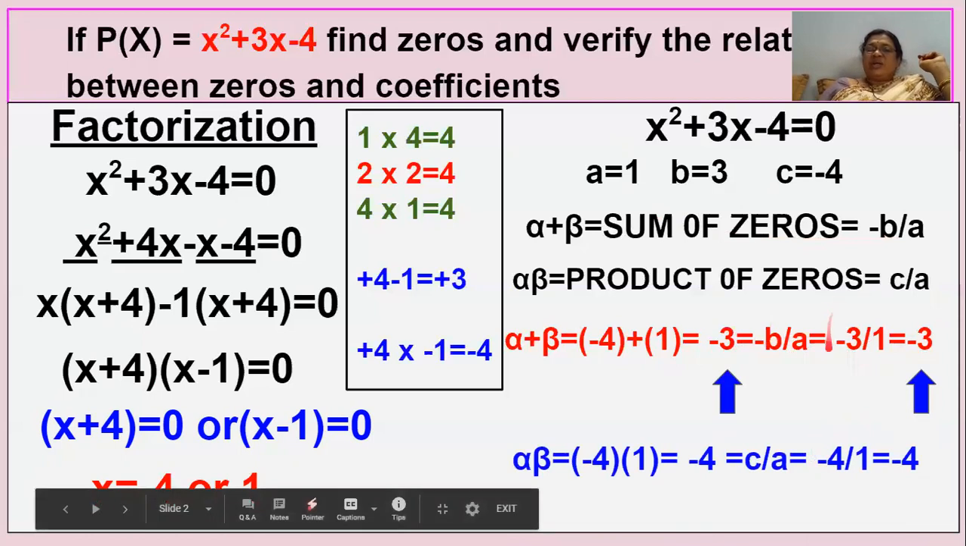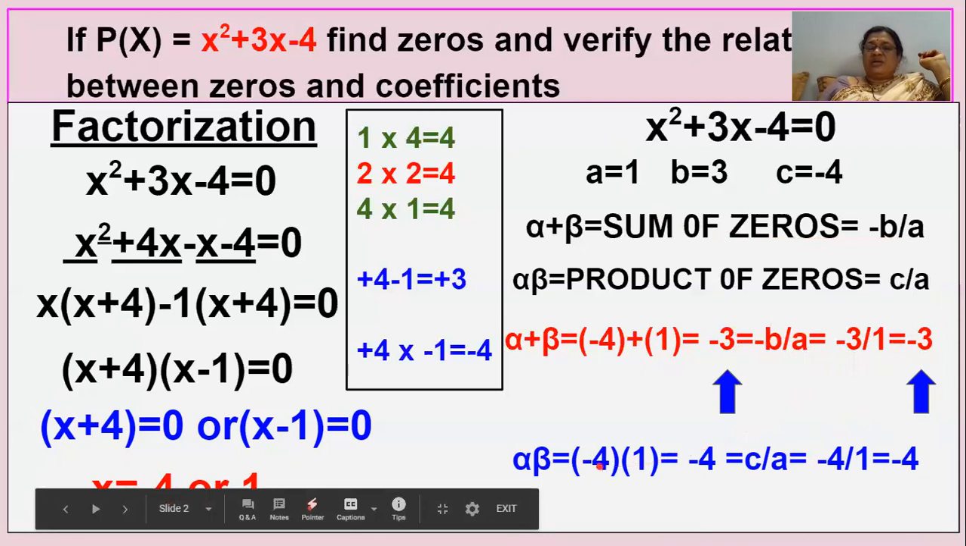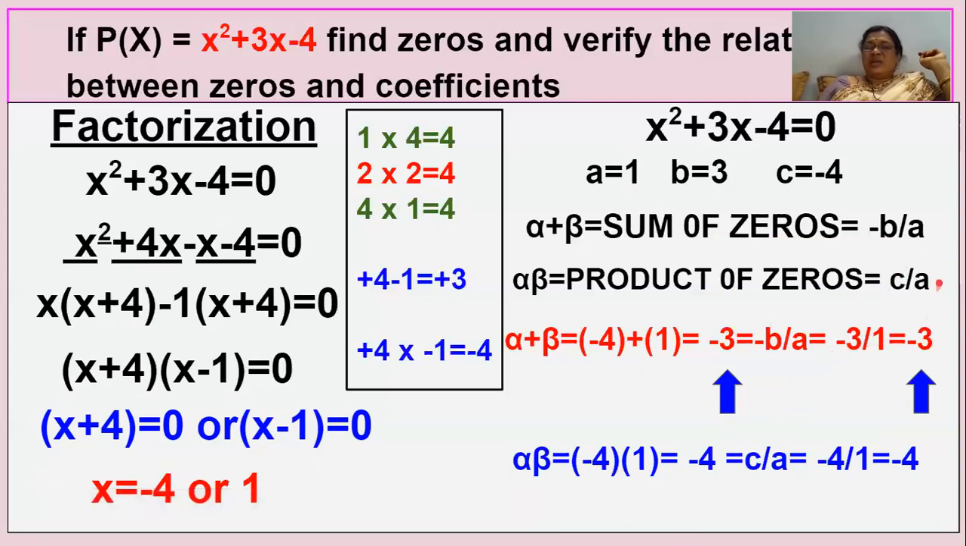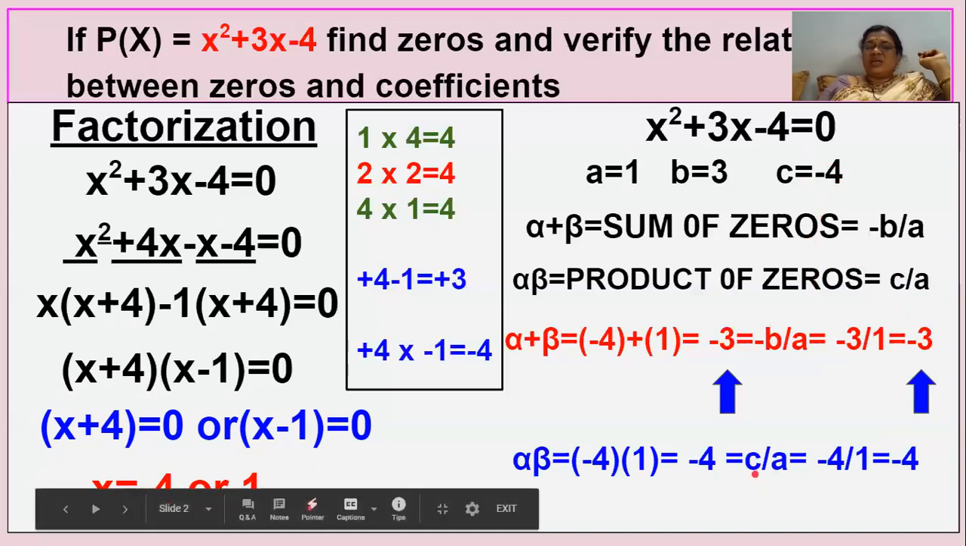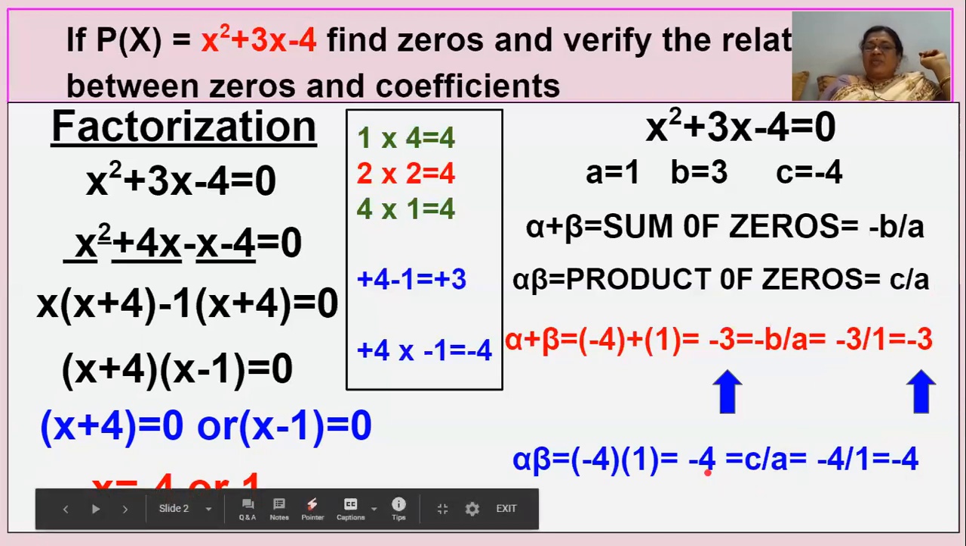Let us verify with the product of the zeros also. So the product of the zeros are minus 4 and 1. When you multiply, you'll get minus 4. This is nothing but c by a, isn't it? So what is the c value? It is minus 4. In place of c, I have substituted minus 4. You got minus 4 as the answer. So here the product, when you multiply the zeros, you got minus 4. And when you verify with the coefficient formula, you got the same thing, minus 4.